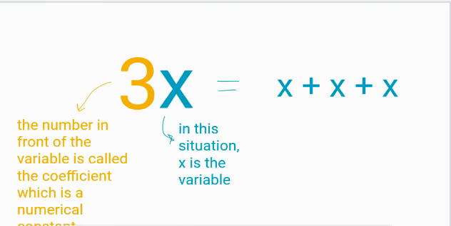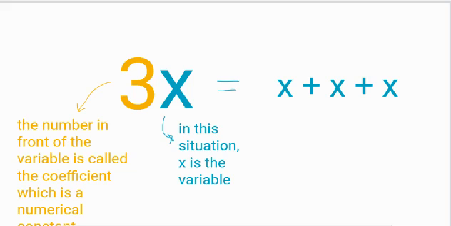So in this example, we have 3x. So the 3 in this situation is the number in front of the variable, and it's called the coefficient. The coefficient is a numerical constant, and in this situation, x is the variable. So you can see that 3x is equal to x plus x plus x.